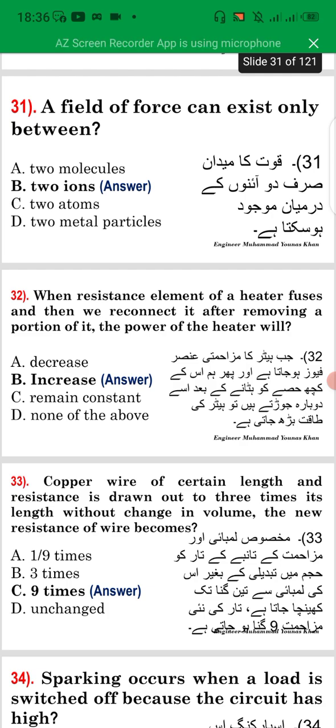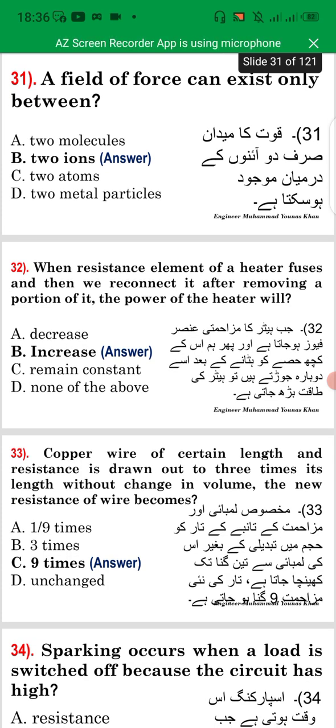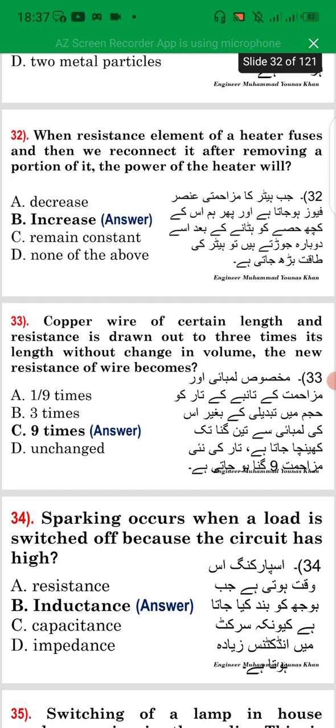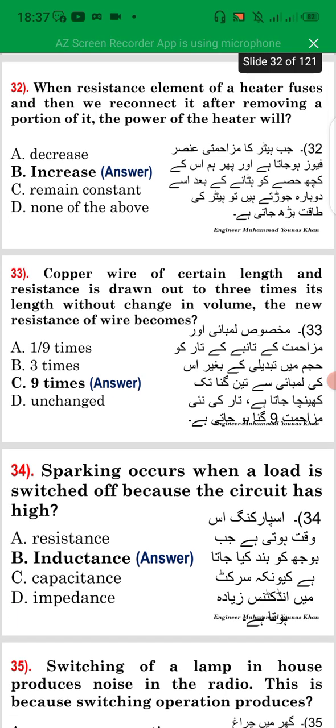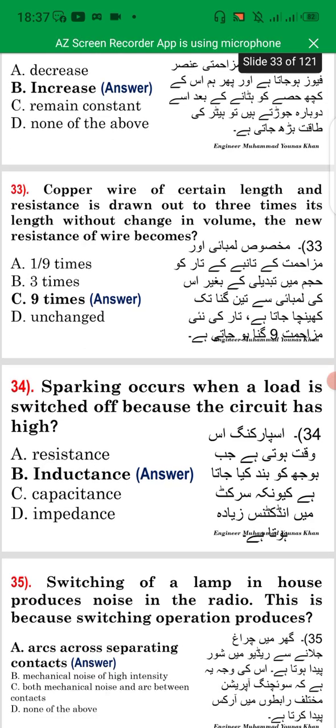When the resistance element of a heater fuses and we reconnect it after removing a portion of it, the power of the heater will decrease, increase, remain constant, none of the above. So the correct answer is increase. Question number 33. Copper wire of certain length and resistance is drawn out to 3 times its length without change in volume. The new resistance of the wire becomes 1/9 times, 3 times, 9 times, unchanged. The correct answer is 9 times.